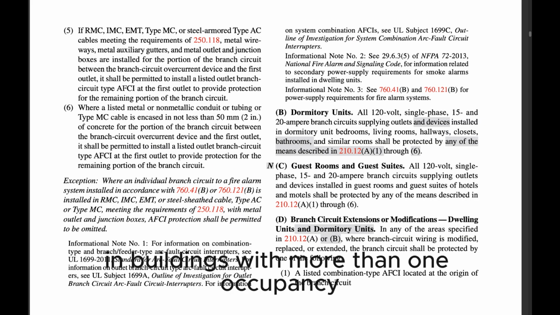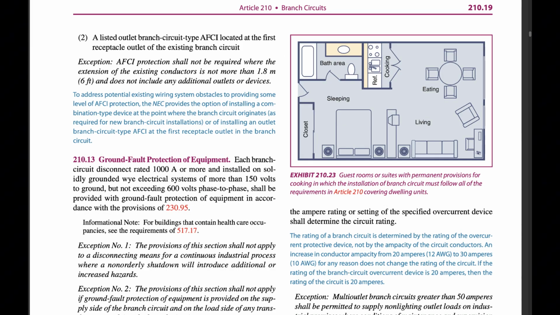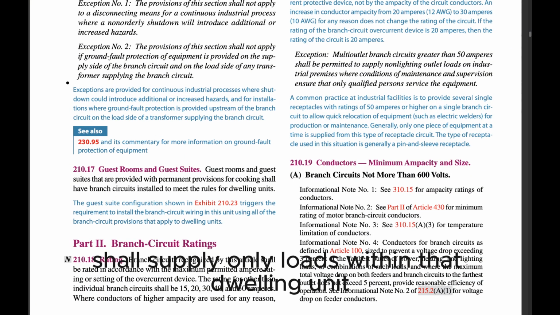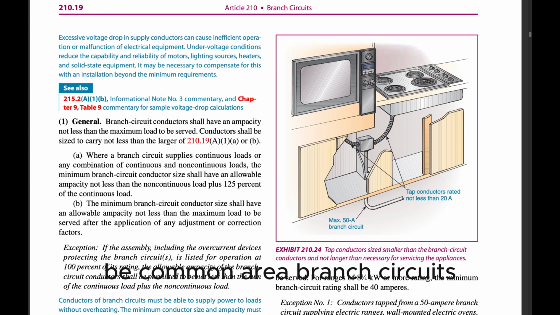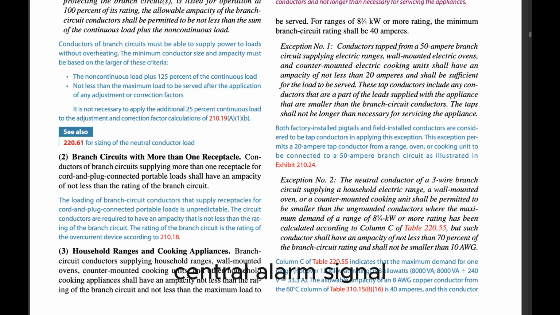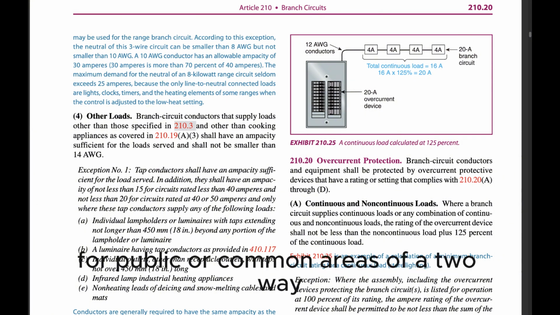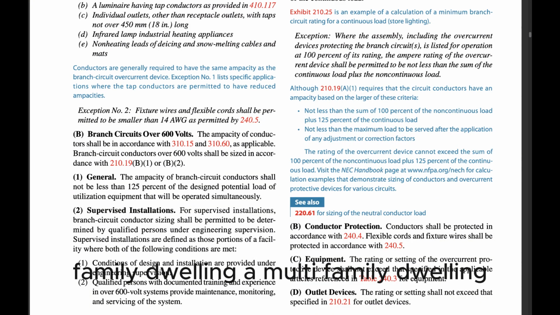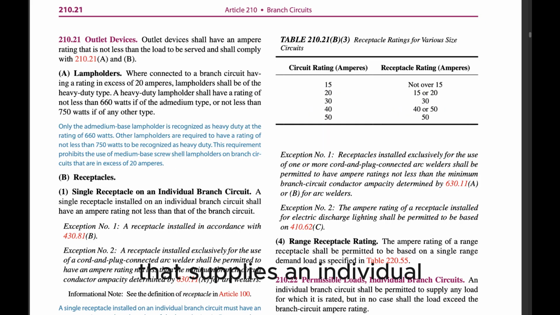210.25 Branch circuits in buildings with more than one occupancy. A. Dwelling unit branch circuits. Branch circuits in each dwelling unit shall supply only loads within that dwelling unit, or loads associated only with that dwelling unit. B. Common area branch circuits. Branch circuits installed for the purpose of lighting, central alarm, signal, communications, or other purposes for public or common areas of a two-family dwelling, a multifamily dwelling, or a multi-occupancy building shall not be supplied from equipment that supplies an individual dwelling unit or tenant space.